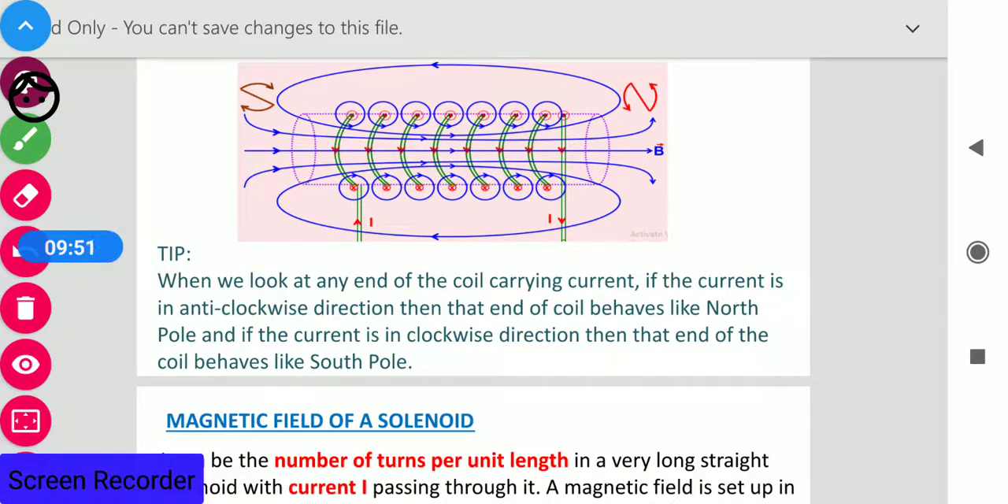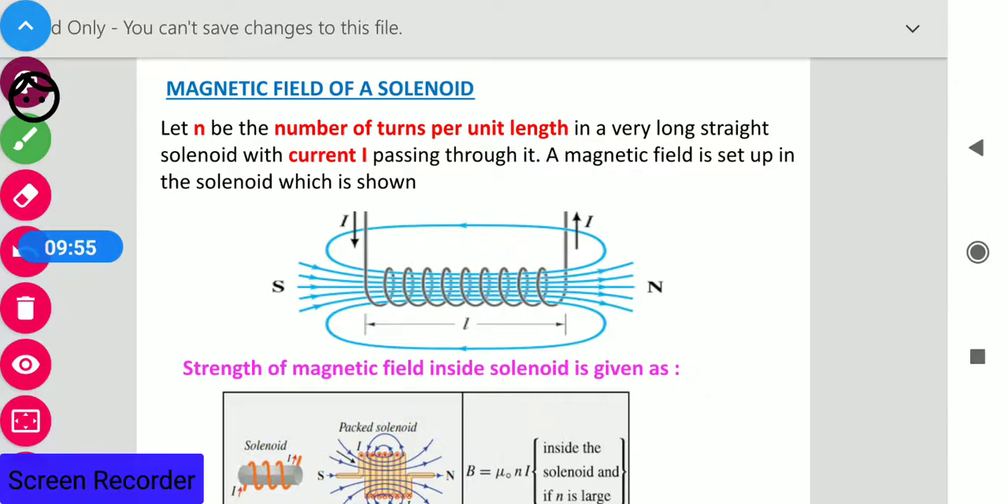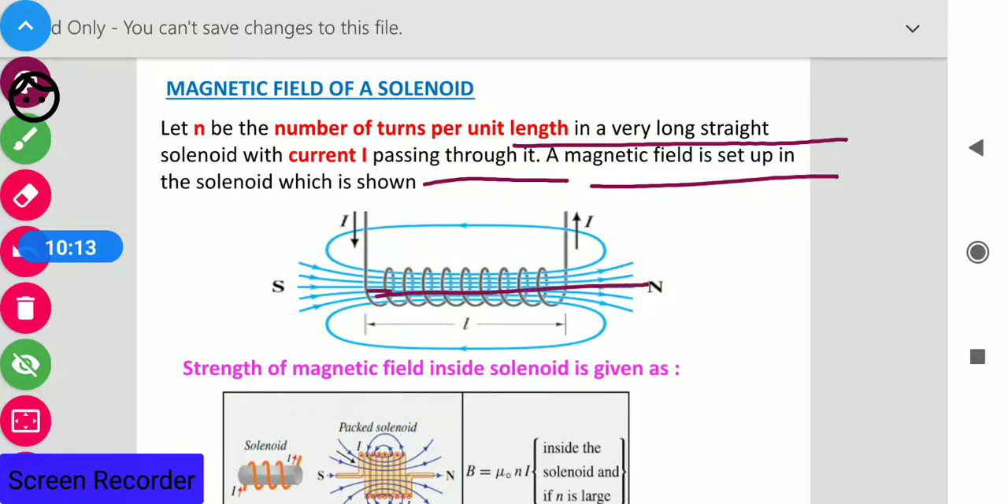This is easy to remember. Now, magnetic field of a solenoid. Let n be the number of turns per unit length in a long straight solenoid with current I passing through it. A magnetic field is set up in the solenoid, which is shown and also discussed in the previous slide. The magnetic field is maximum inside the solenoid.